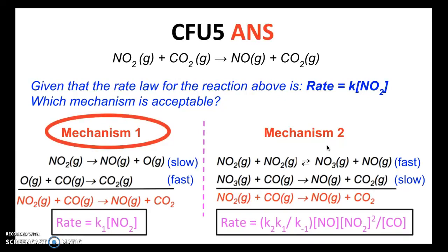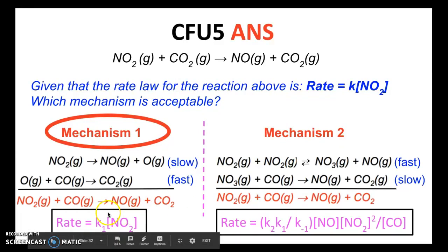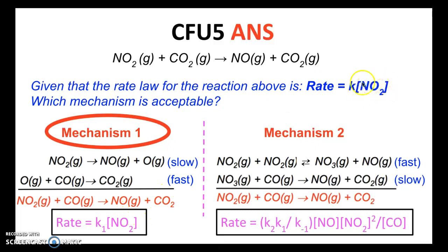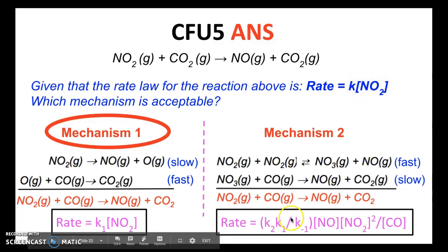Great, the answer is mechanism 1. If you remember, the rate law for mechanism 1 is rate equals K1 times concentration of NO2. That matches what we see here. It's first order with respect to NO2. And for mechanism 2, the rate law is all these Ks times concentration of NO times concentration of NO2 squared all over CO. So this is a much more complicated rate law.